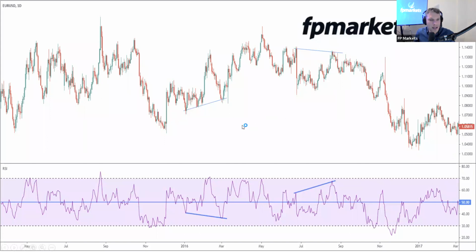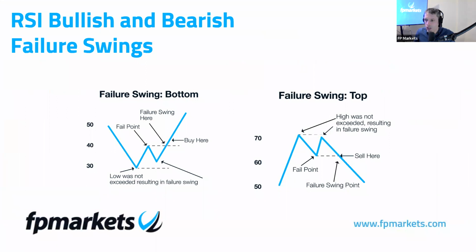Right, okay, excellent. Right, so we're just getting on to the RSI bullish failure swings. Just bear with me. Okay. Right, so RSI bullish and bearish failure swings, which according to Wilder in his book are very, very strong indications of a market reversal, which is why I'm so shocked not many traders talk about this.